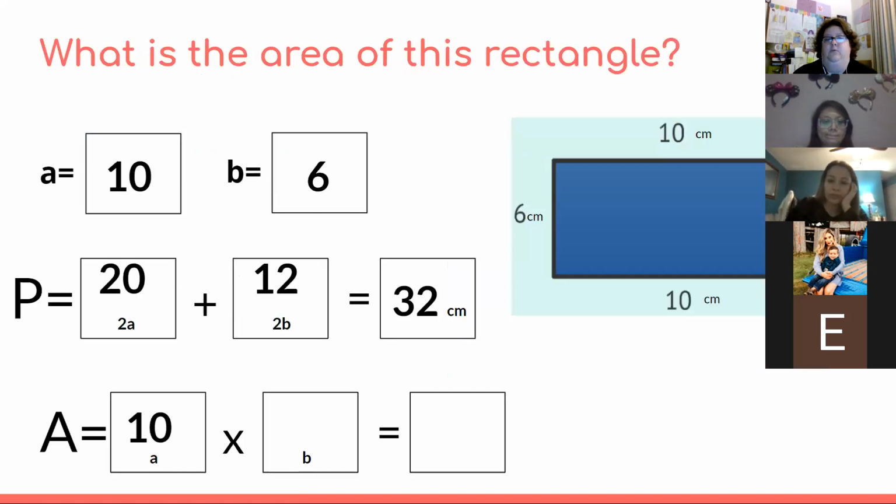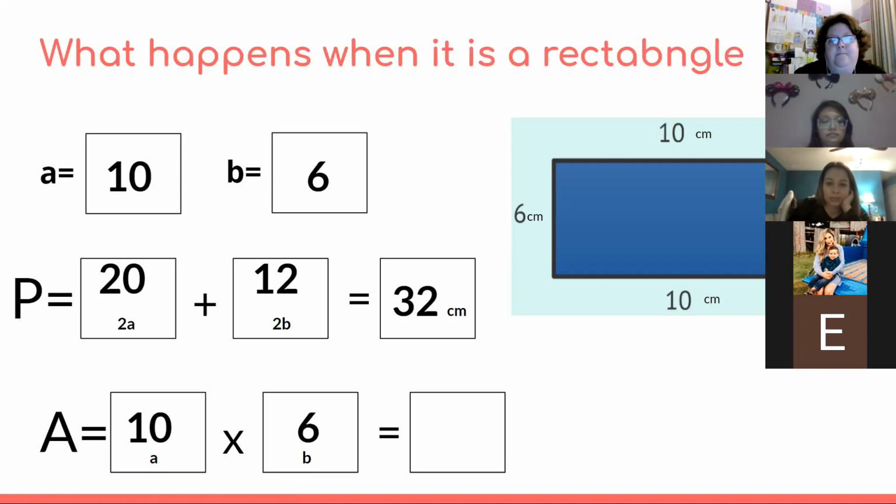Okay, let's look at this one. We did the perimeter earlier, and I labeled it correctly this time, so that's important. For the area, we plug in the sides. The length is 10 centimeters. The width, which is B, is 6 centimeters. So what is 10 times 6? 60 centimeters squared. Because it's area, we square it.